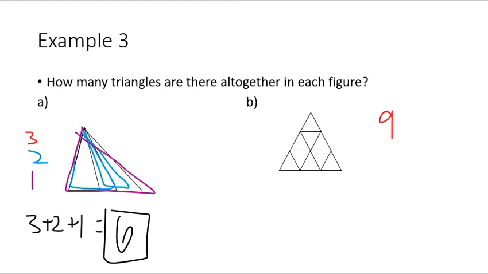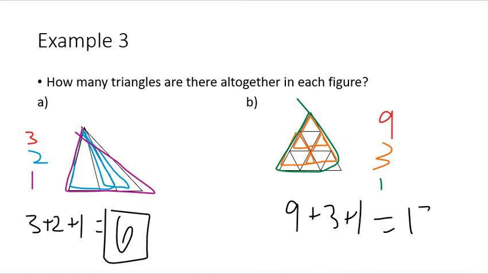And this time, the medium triangles make up 1, 2, 3, 4 of the small triangles here. So that's 1. Then we have 2. Then we have 3. So that's 3 of those. And then at the very end, we have the huge triangle, and that's 1. So then we get 9 plus 3 plus 1, which is equal to 13 triangles altogether. There you go. Now you know how to count.